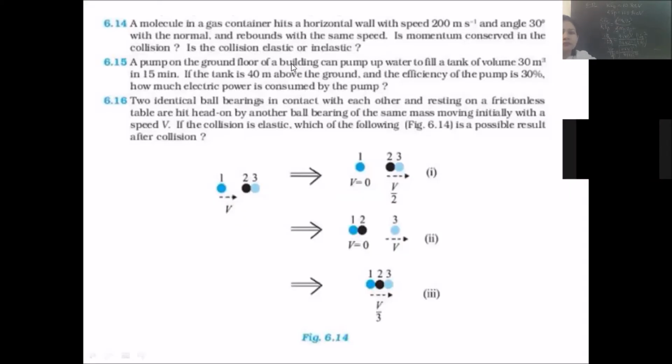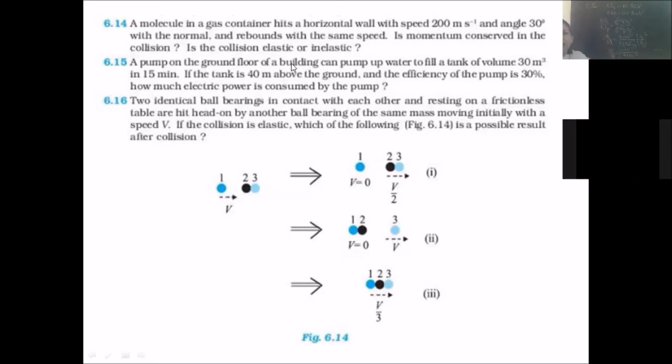Yes. Let us see this question. Number 14. A molecule in a gas container hits a horizontal wall with a speed 200 meter per second and angle 30° with the normal and rebounds with the same speed. Is momentum conserved in the collision? Is the collision elastic or inelastic? So there is a molecule in a gas container. It hits a horizontal wall with certain speed at angle 30° and it rebounds with the same speed.